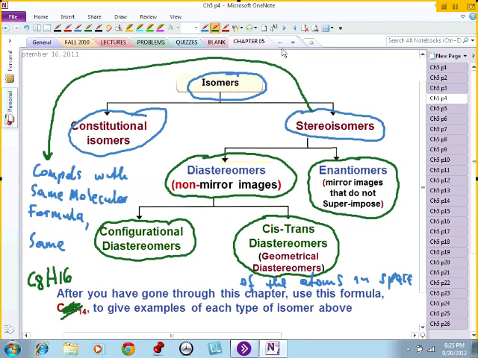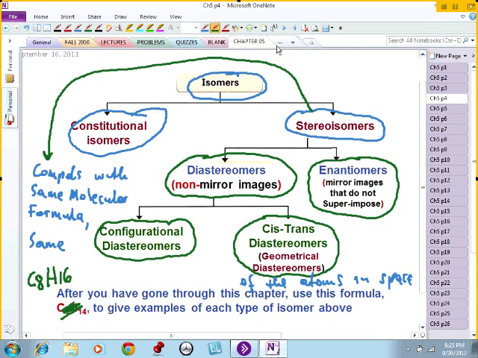Now, before we go further in our discussion of stereochemistry, what I want to do is to show you how to represent organic molecules using three-dimensional structures and also sometimes using two-dimensional structures, because this is very important in our understanding of stereoisomers.